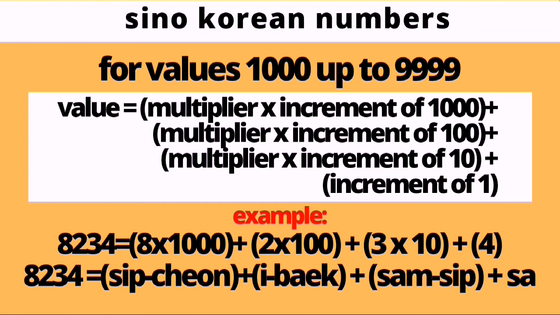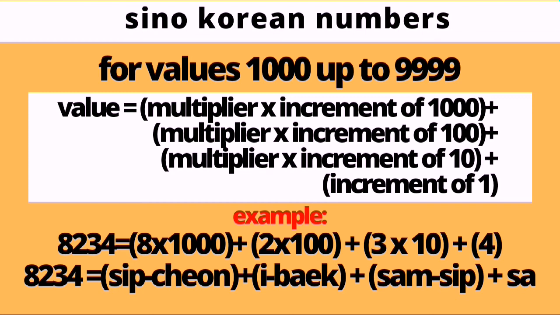So 8,234 is actually pronounced in Sino-Korean as sipchon, ibek, samship, sa. Sipchon is the thousands place or the 8,000 part. Ibek is the hundreds place, which corresponds to 200. Samship is the tens place, which corresponds to 30. And sa is the ones place, which corresponds to 4. So, if we combine all this, we know that the pronunciation of 8,234 is sipchon, ibek, samship, sa.